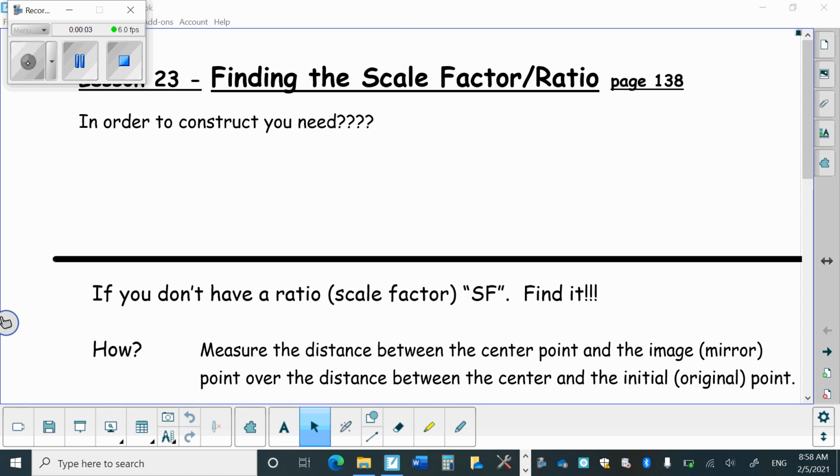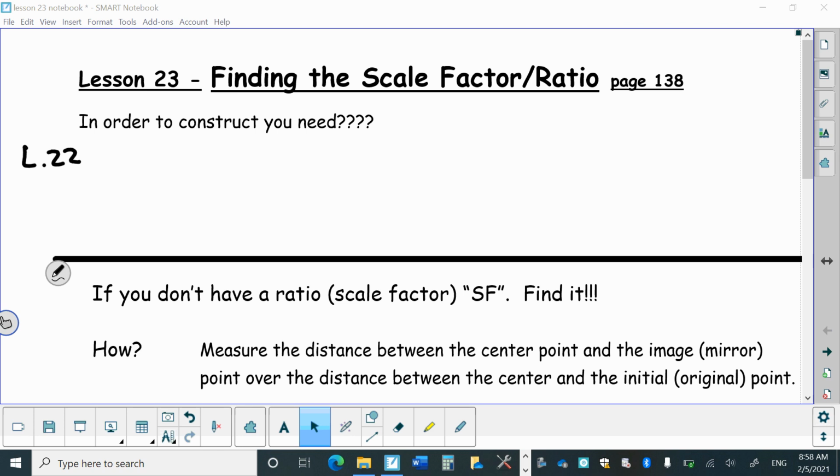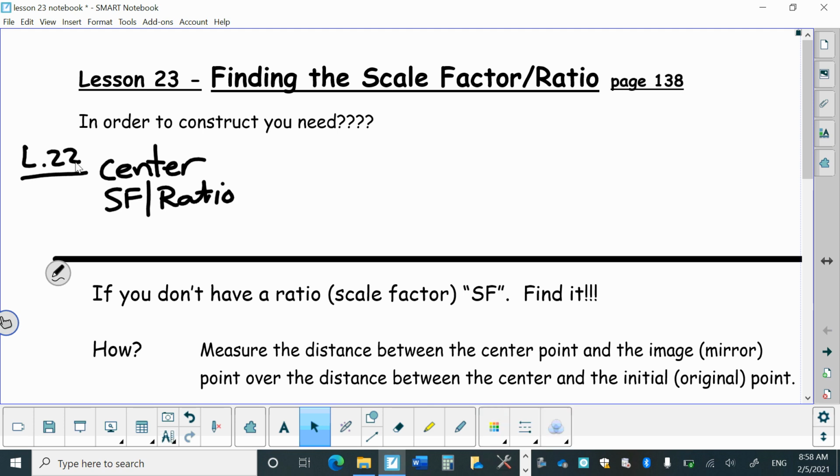Okay, we need to remember where scale factor is coming from, right? In our first lesson, lesson 22, it talked about how to draw your picture. You needed to have a center, you needed to have a scale factor or a ratio, which is your magic number to make something bigger or smaller, and you also had to have a shape of some kind, or a picture. Quadrilaterals and triangles are the most common ones that we use. So in order to do your constructions, you need all those three things from lesson 22.